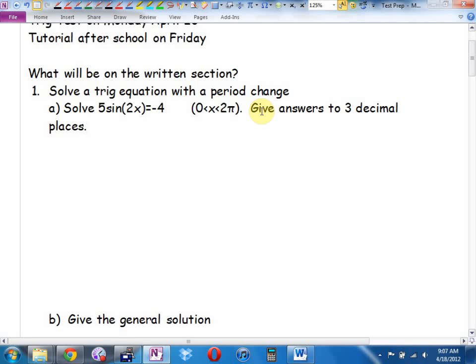Let's get the sine by itself first of all. How would I get the sine by itself? Divide by 5. First thing I would do before I did anything else is I would say, okay, this is going to be... and then I would say I'm going to replace the x with an a because I don't like the period change, so I'll get rid of it.